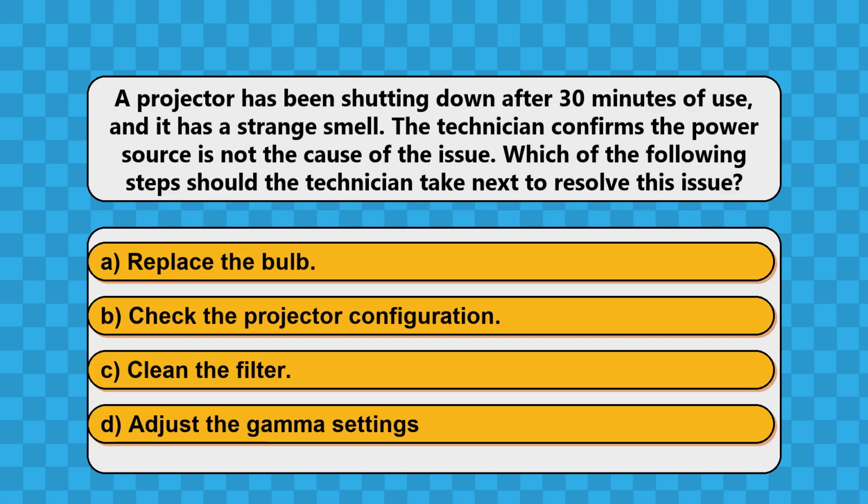Question 66. A projector has been shutting down after 30 minutes of use, and it has a strange smell. The technician confirms the power source is not the cause of the issue. Which of the following steps should the technician take next to resolve this issue?